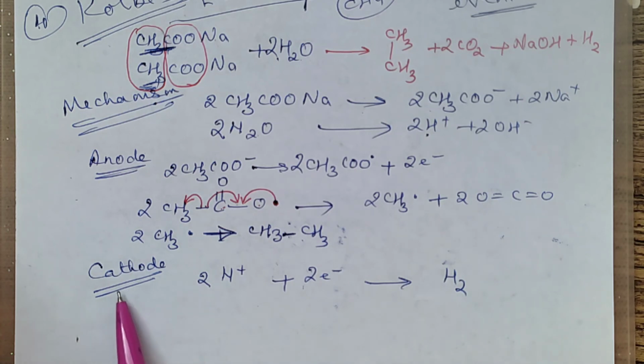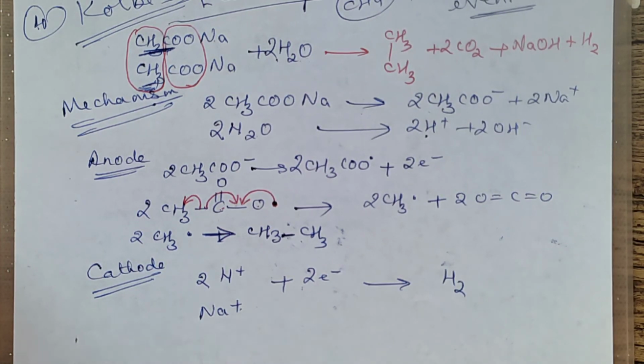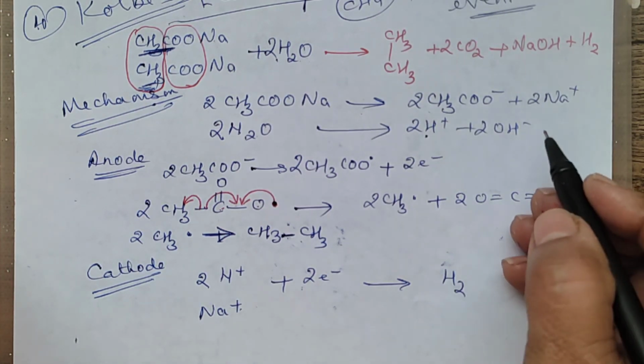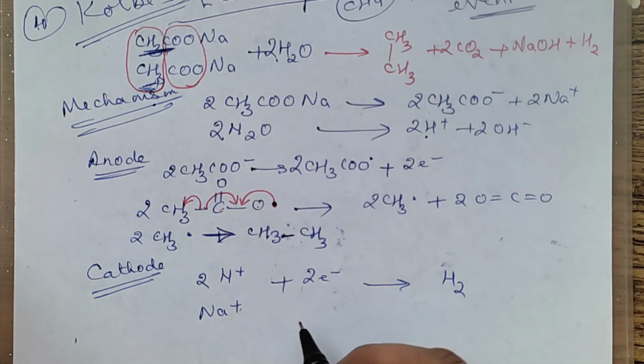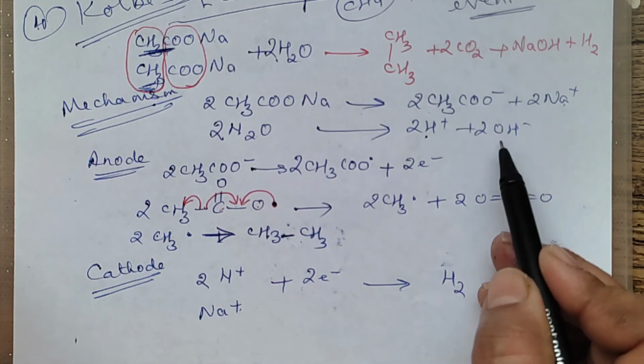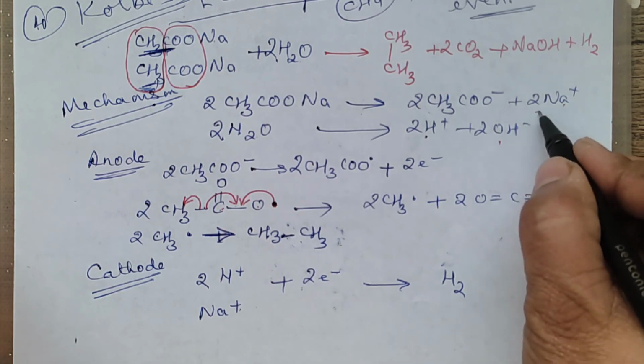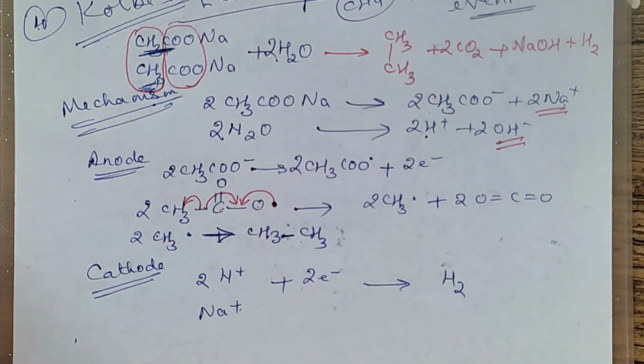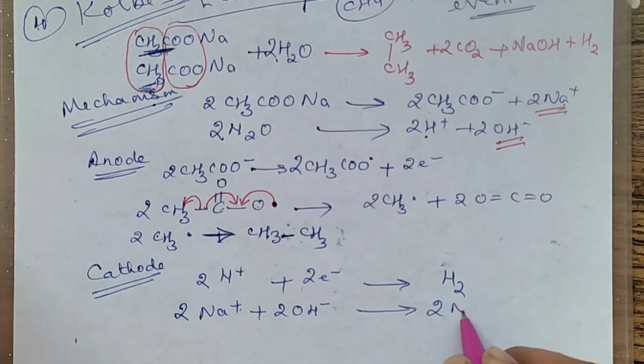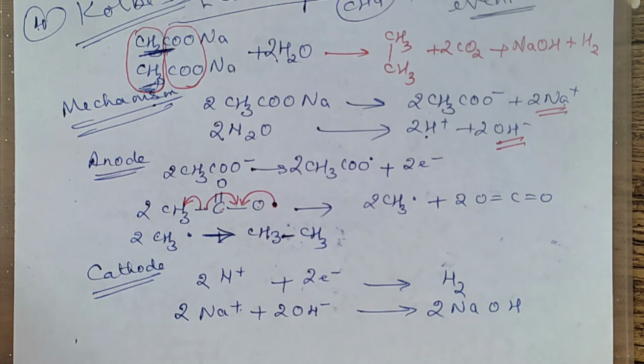Apart from that, at cathode you have Na plus also. So that Na plus which is obtained here will also combine with this OH minus. These two will combine with each other and result in the formation of NaOH. That means this plus 2 OH minus will result in the formation of 2 molecules of NaOH. That means base is formed in the reaction.